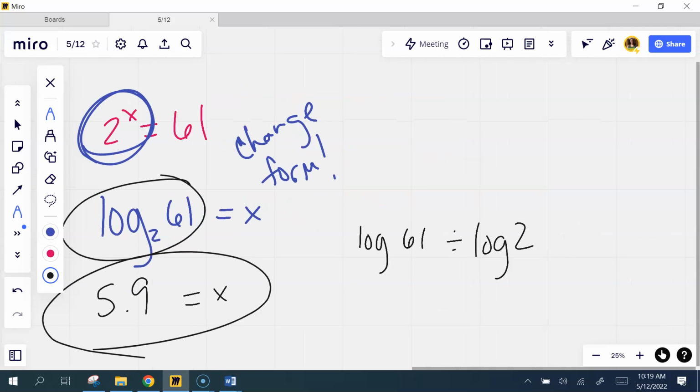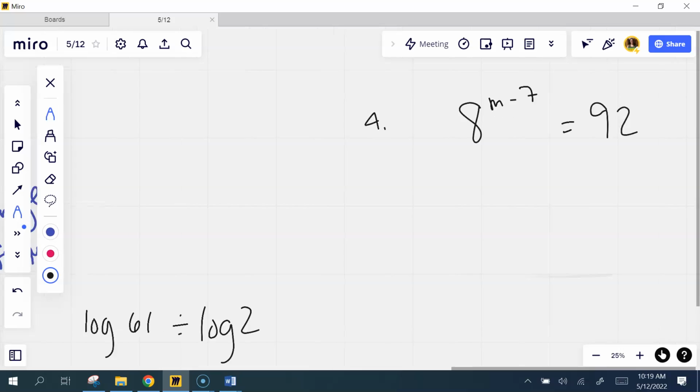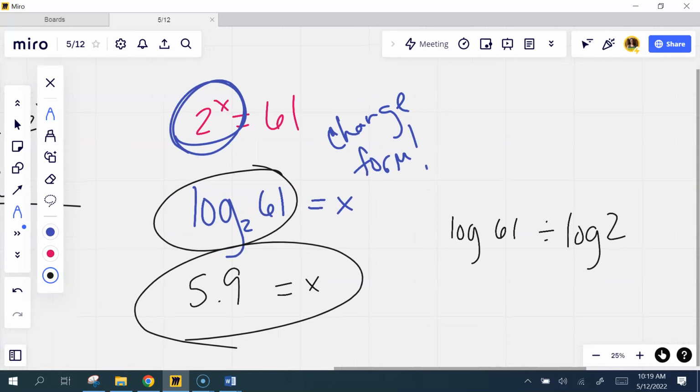Let's look at number 4. Well, it depends. We might have to do some more. Yeah, some more to it. Tell me when you got it. But when you type it, you have to type it this way.